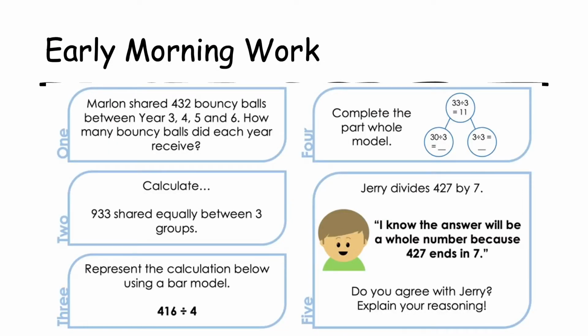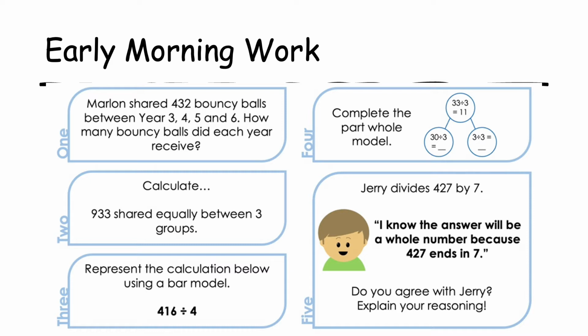Okay, so let's get started with our early morning work. Number 1. Marlon shared 432 bouncy balls between years 3, 4, 5 and 6. How many bouncy balls did each year receive? How many did he have altogether? How many year groups? And divide how many bouncy balls by the number of year groups.